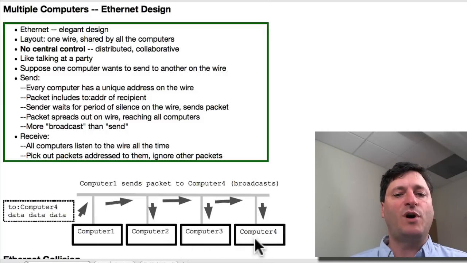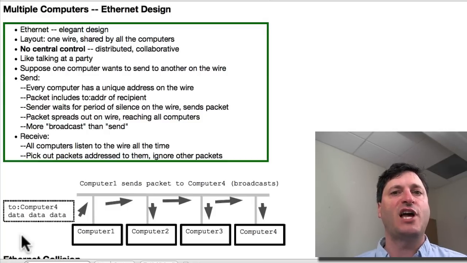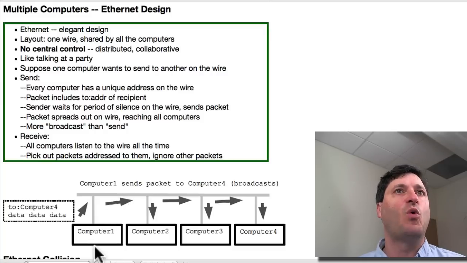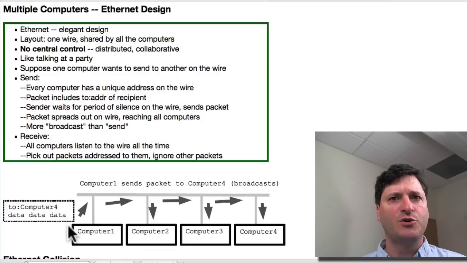And when a computer wants to send a packet, here I've drawn on the left a packet, the packet will begin with a "to" field. It'll say, what is the destination computer for this? So let's say in this case that computer 1 wants to send a packet over to computer 4. So computer 1 will get the packet ready, and then what computer 1 will do is wait for a period of silence on the wire. So maybe computers 2 and 3 were having some conversation, so the wire was busy carrying that traffic, but eventually the wire goes quiet.